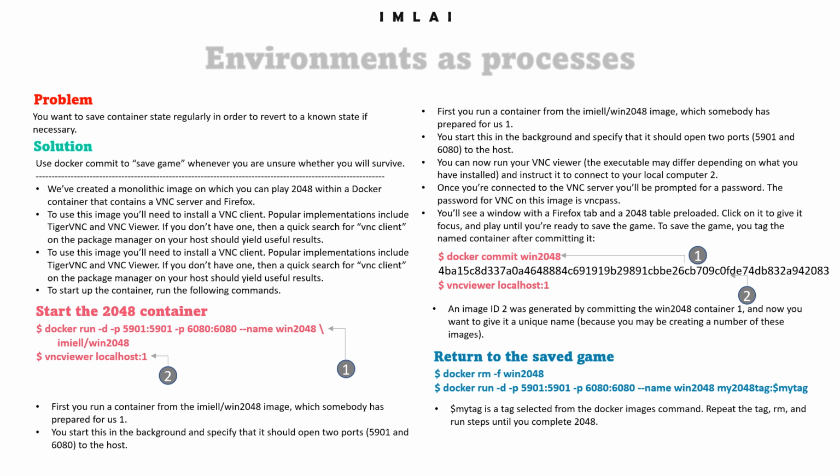But this is one way of basically saving the container states regularly. For that you have to use VNC viewer, and you have to run your container on two ports. And if you just want to stop everything, just use docker stop and docker rm to remove the container, and then if you want to rerun it, you can rerun it.